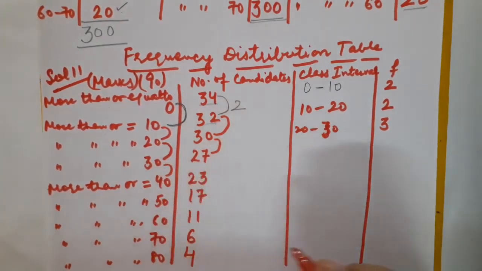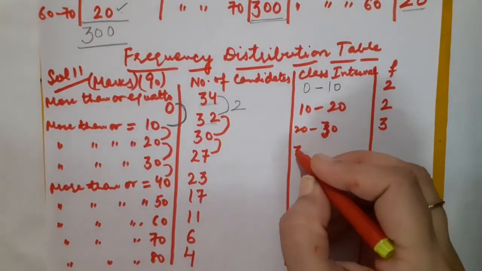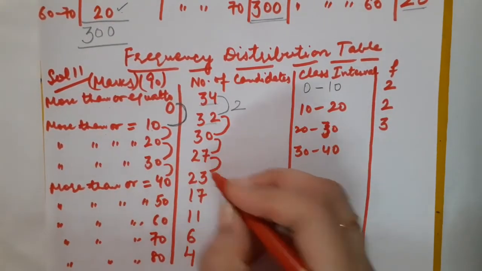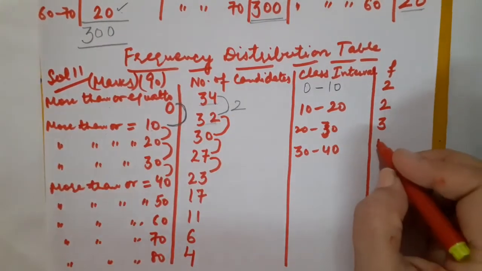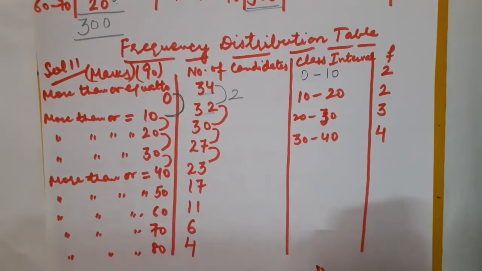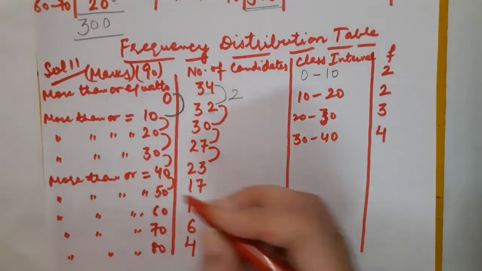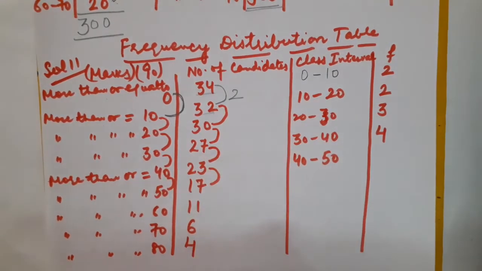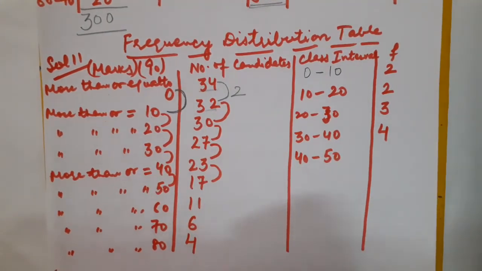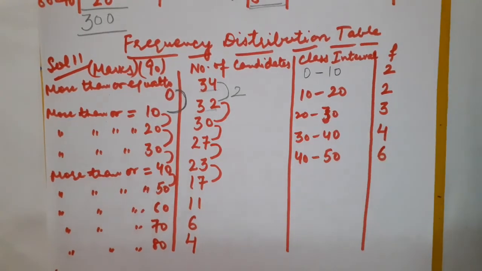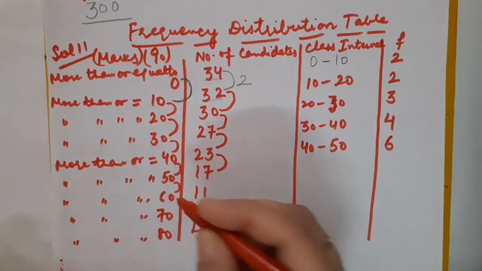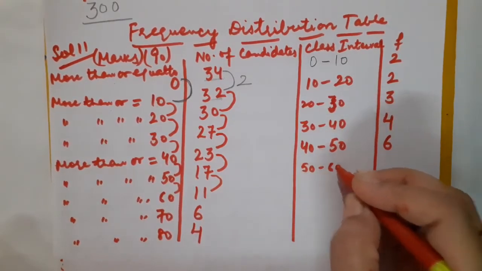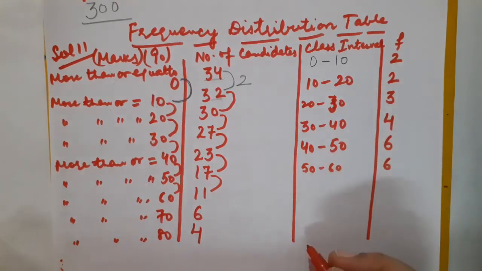Now from 30 to 40, I will be reaching on from 30 to 40. How many in number? 27 minus 23, that is equal to 4. Correct? Now from 40 to 50. 23 minus 17, that is 6 in number. Now children, from 50 to 60, they will be again 6 in number. 50 to 60, that is 17 minus 11 is 6 in number.